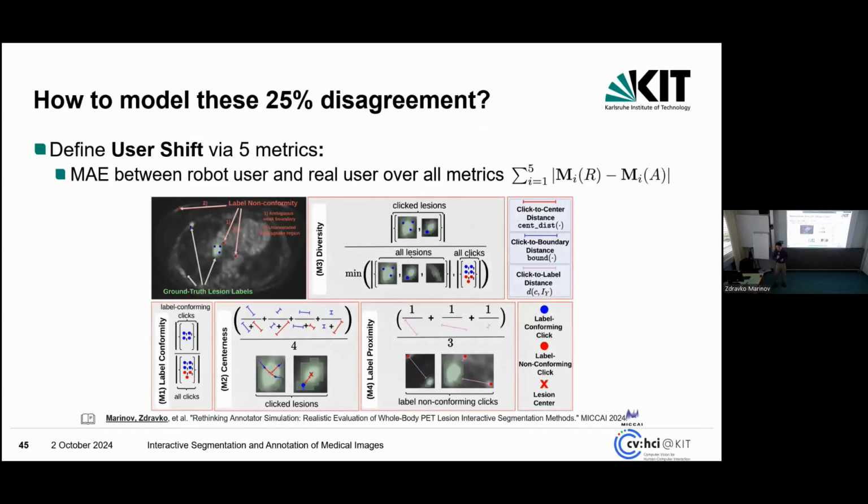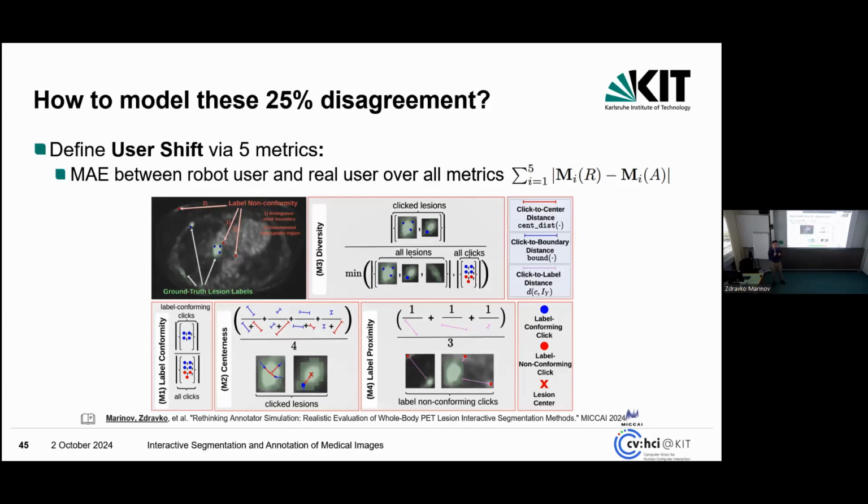Again, we went down the path of designing metrics to evaluate everything. And we also used 5 metrics this time. We reused the consistent improvement metric from the guidance signal paper. And we designed 4 new metrics to estimate the annotator behavior. So one of them is exactly this label conformity. How many of the clicks actually are within the ground truth label and how many disagree. And so this is this proportion here, M1.